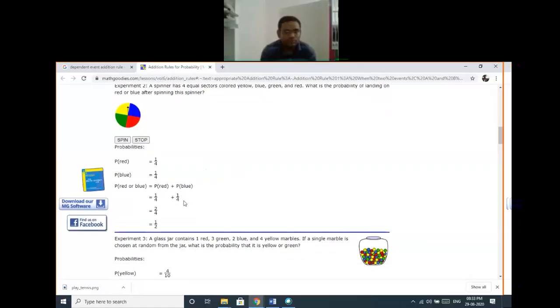A spinner has four equal sectors colored yellow, blue, green, red. What is the probability of landing on red or blue after spinning this spinner? Okay. So the probability of red is 1 by 4, as there are four chances. Similarly, blue is also 1 by 4. So the total is 1 upon 2, that is a 50% chance. Okay.